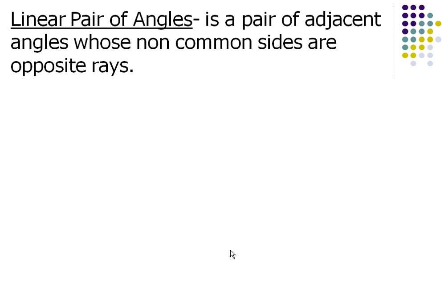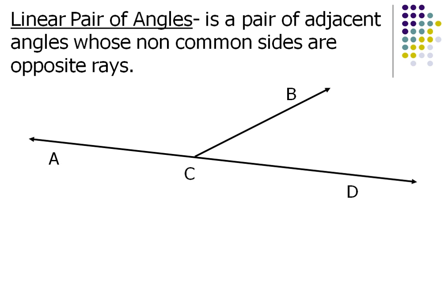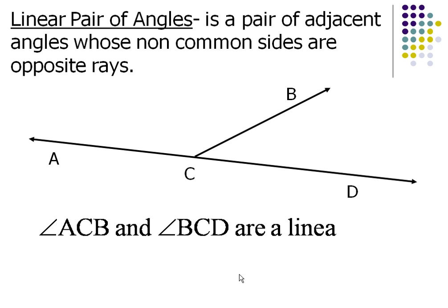A linear pair of angles. It's a pair of adjacent angles whose non-common sides are opposite rays. Here's an example of a linear pair of angles, ACB and BCD. They also make 180 degrees. It basically takes a straight angle and cuts it into two pieces. It's a linear pair of angles.